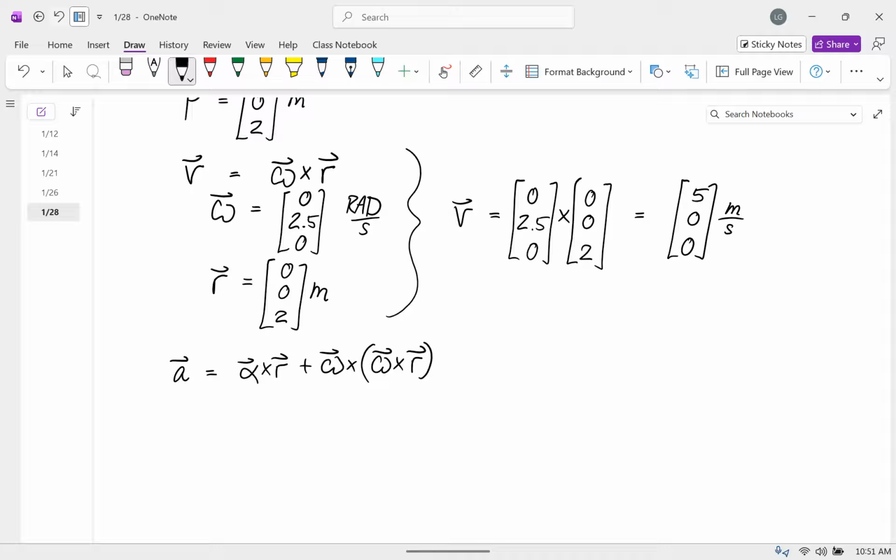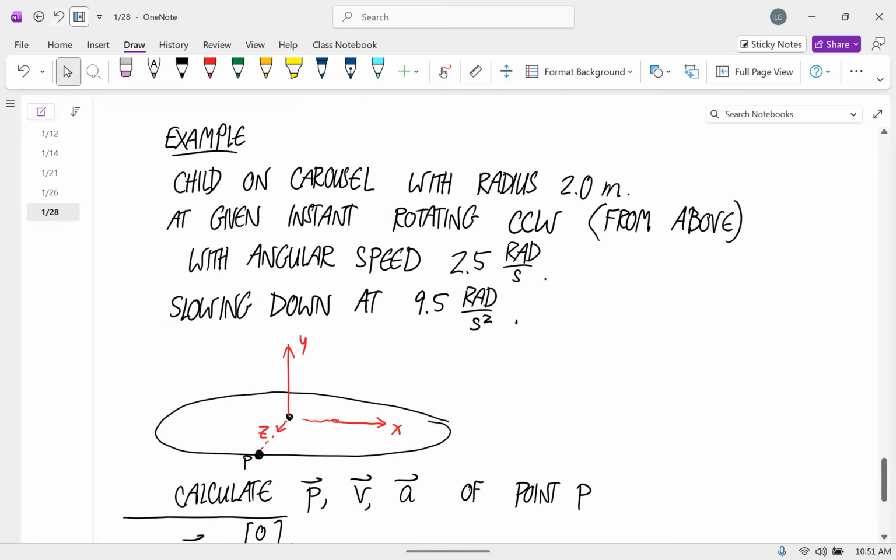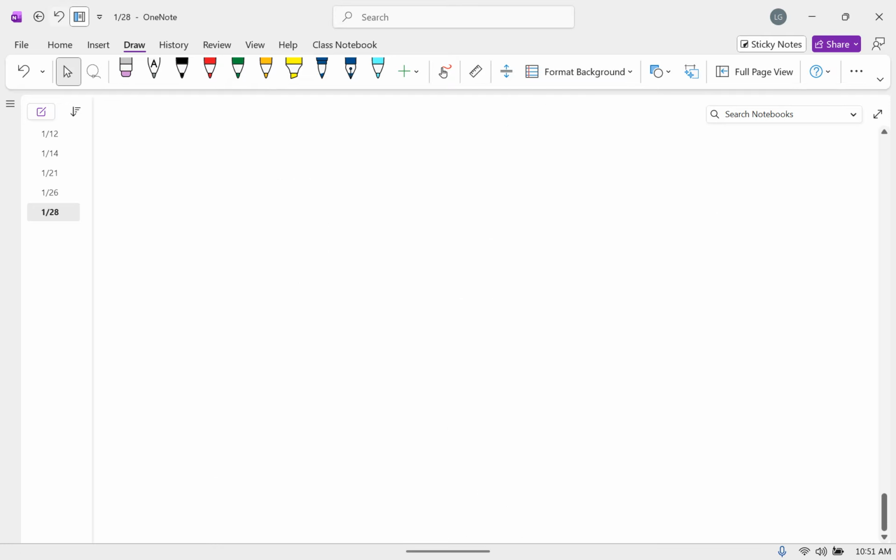Okay, so we already have R, we already have omega at this instant. We just need to come up with alpha. And what we're told is that this is slowing down at 9.5 radians per second. It's circular motion, which means it's going to be parallel to the angular velocity. So it's going to be either in the positive or negative y direction.